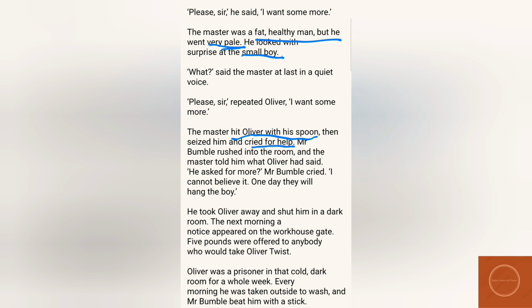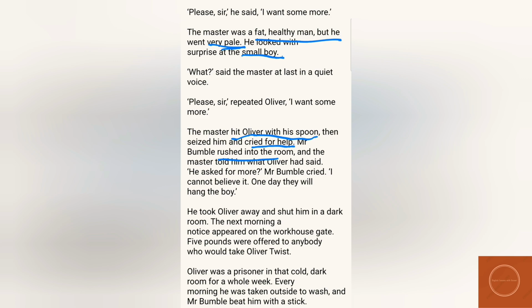Now the master was an adult man, but still he started to cry for help. Why was he crying for help? Because he was so shocked that somebody could ask for more food. So he cried, somebody come and help me, this boy is asking for more food from me. Mr. Bumble rushed into the room. On hearing the cries of the master, Mr. Bumble, who was an important officer in the town, rushed in, and the master told him what Oliver had said.